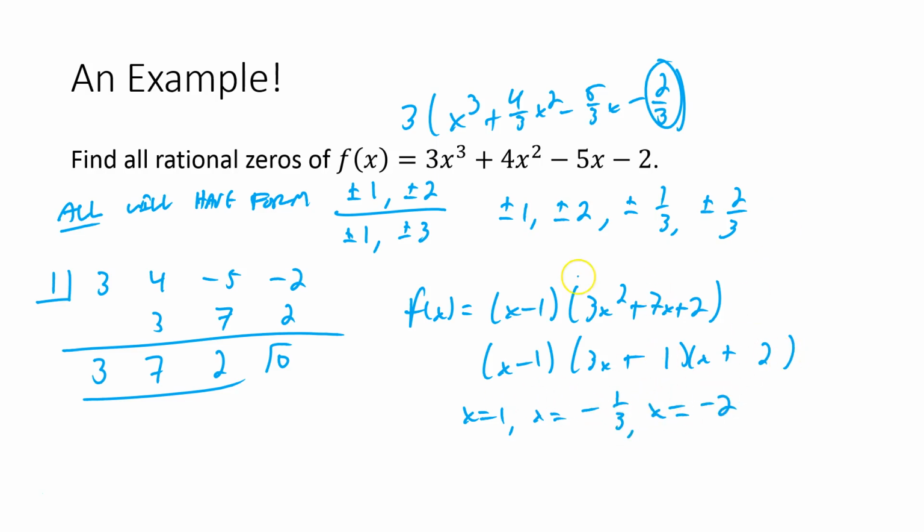And were they all on my list? Here's 1. Here is -1/3. Yep, that was on my list. And here's -2. They were all on my list. Nice. And if you multiply them together, -2 times 1 is -2, times -1/3 is 2/3. So we get that last term. Nice.